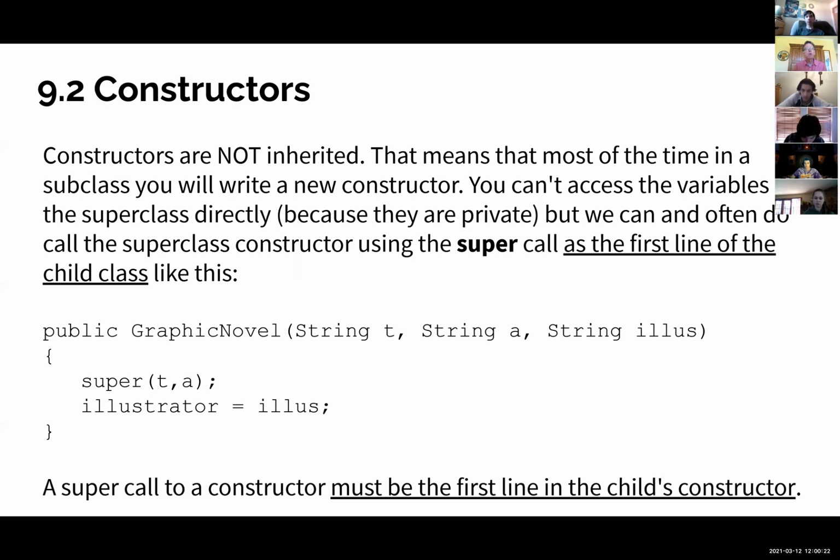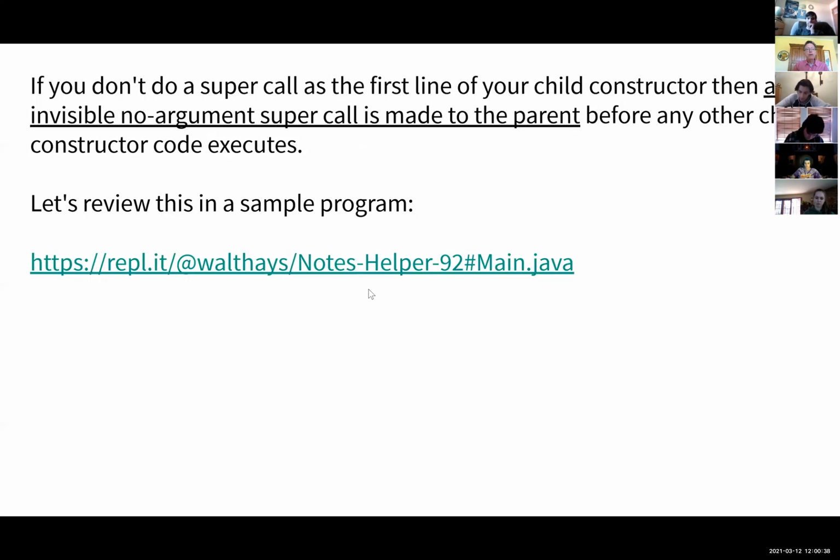So you don't have to do a super call in a child class, but if you do it, it has to be the first line in the child's constructor. If you don't put one in, here it is. If you don't do it, then an invisible no argument super call is made before anything else happens. And I'll show you. I've got an example here.